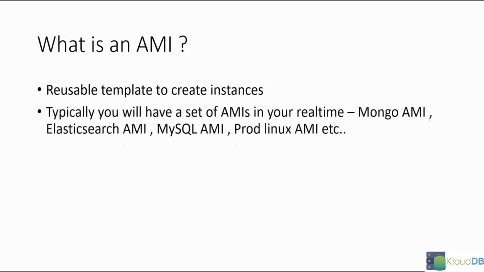Basically, in a typical situation, you will have a set of AMIs in real time, like a Mongo AMI, Elasticsearch AMI, MySQL AMI, Prod AMI. These are all templates. You are creating tons of instances in real-time environments. So let's say you have 20 Elasticsearch instances and you need to build them. Every time you need to build an Elasticsearch instance, you need to install Java, install the web server. These are all the packages required. For all 20 instances, you have to do this repeatedly.